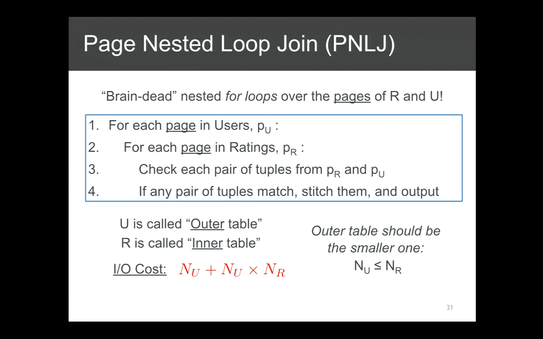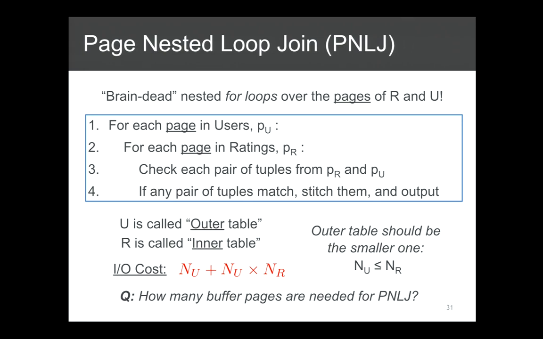Questions? Pretty simple implementation, right? And like we just calculated, the number of buffer pages this implementation uses is just 3. 1 to read the page of U, 1 to read a page of R at a time, 1 to write the output, 1 page at a time.